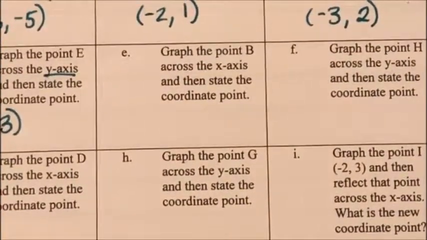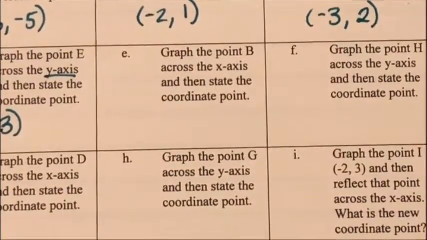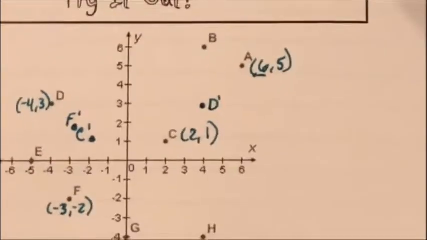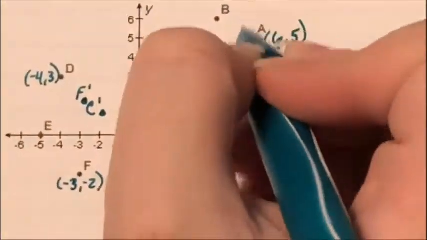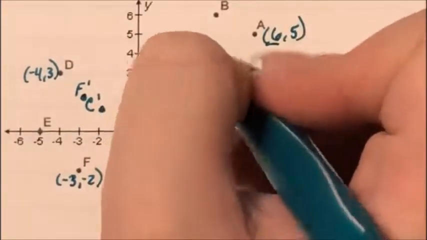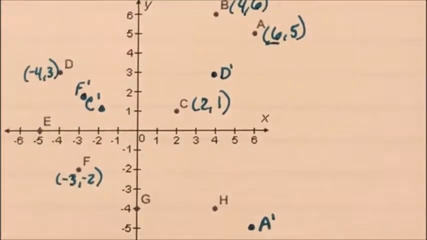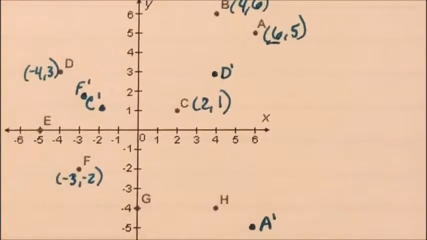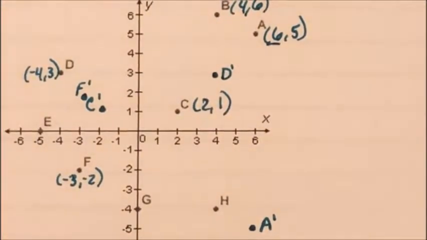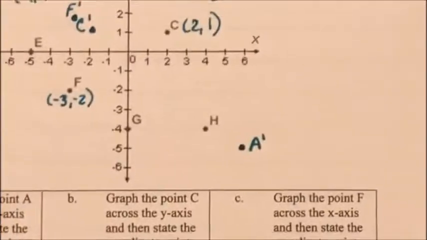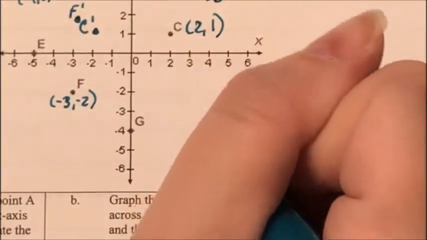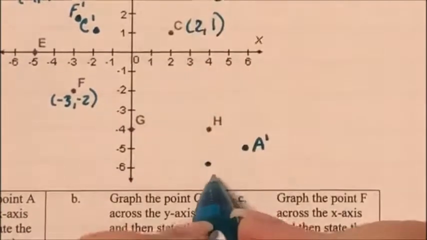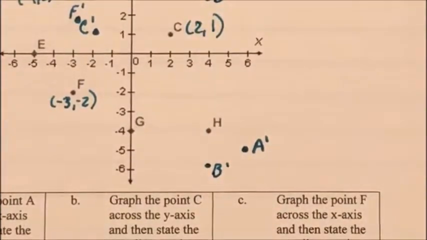Letter E, graph the point B across the x-axis. So here's point B. Point B is 4, 6, going across the x. So that means x stays the same, y changes. So 4, negative 6. Come down here, 4. That's B prime. Okay, there's my coordinate point.